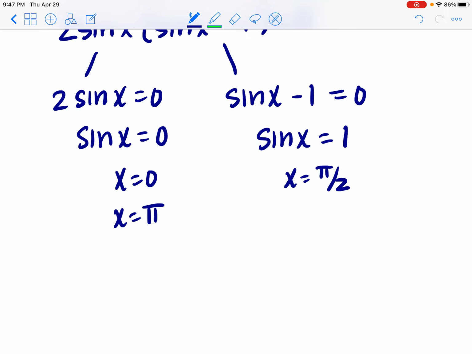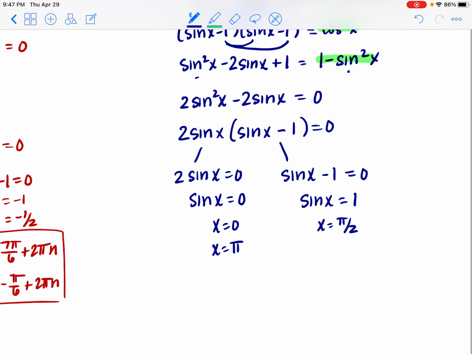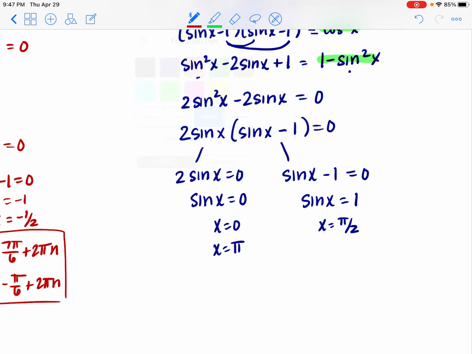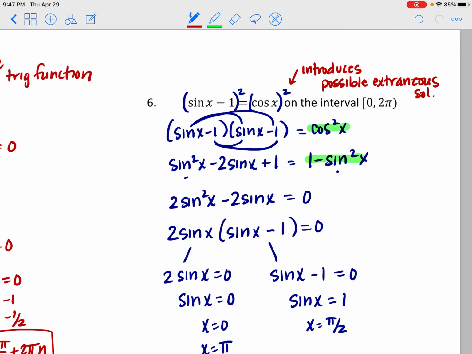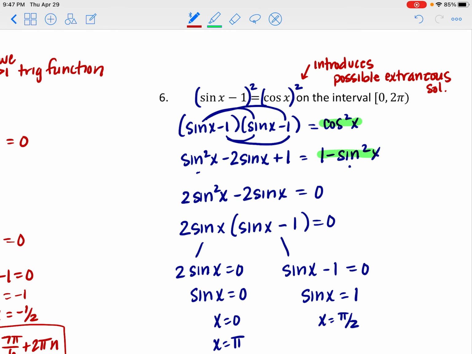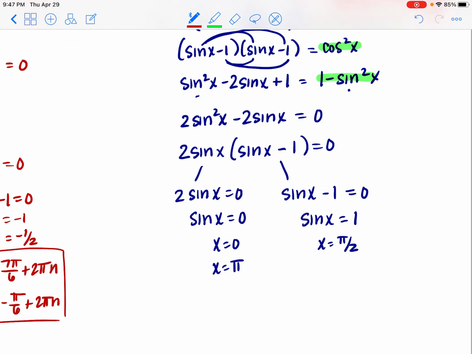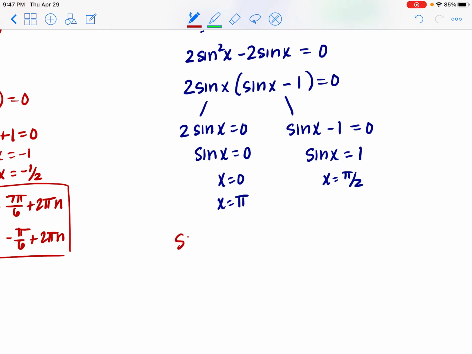Now, because I squared both sides in the beginning, I have to test all three of these in my original equation to make sure I don't have an extraneous solution sitting here. So I need to check them. I've got to plug into my original equation: sine of x minus 1 should equal cosine of x. So the sine of 0 minus 1 should equal the cosine of 0.